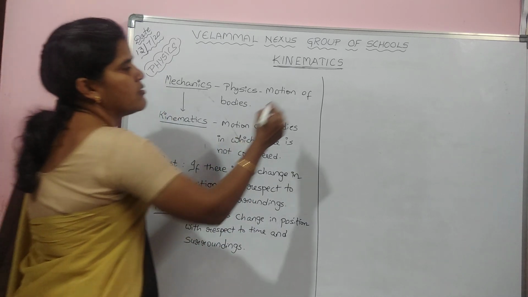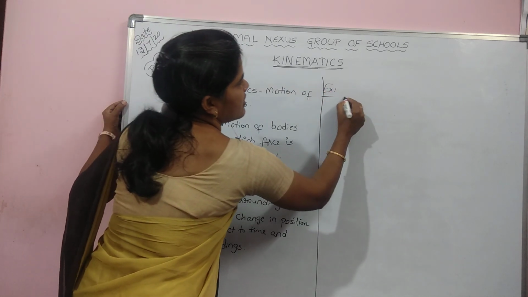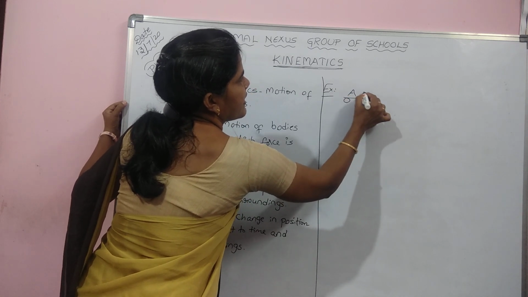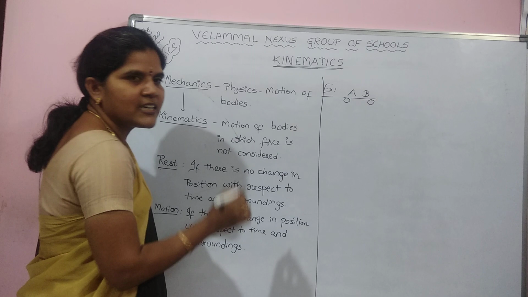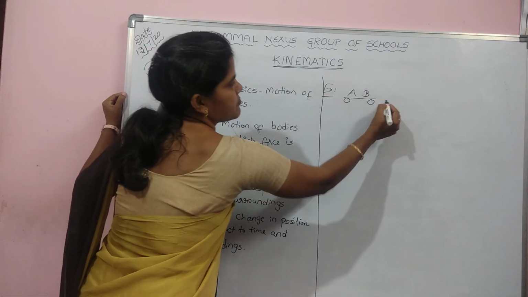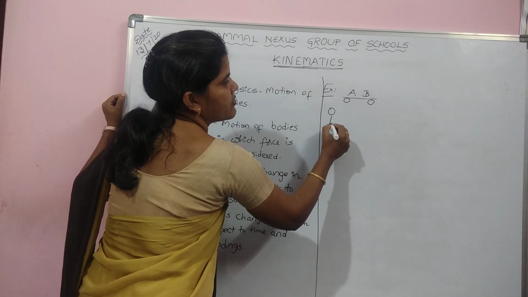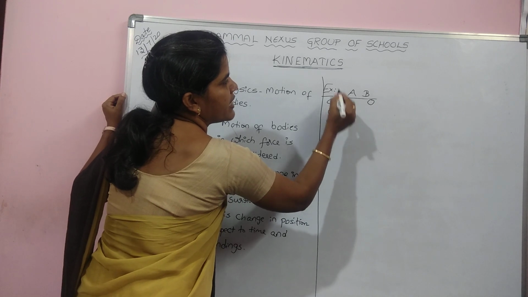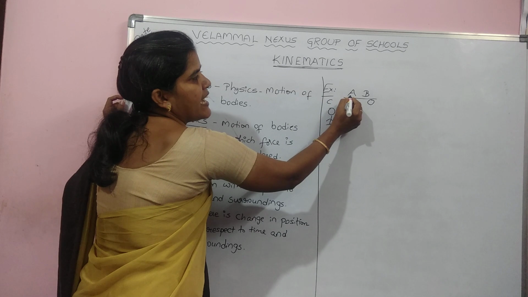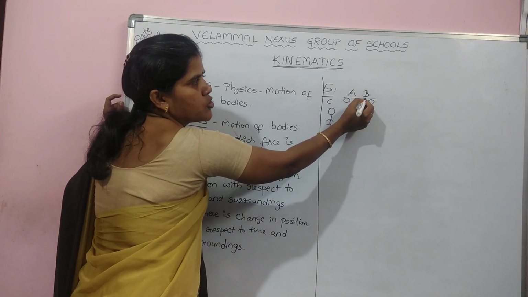For example, we'll take one example here. Let us consider a train in which A and B are sitting. C is a person who came to give send-off for them. Now, A and B are sitting in a train. What is the state of A with respect to B?